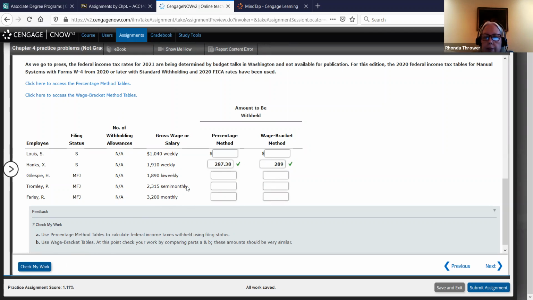So the rest of these are done in a similar manner. Just be careful because this one is bi-weekly. So you need to make sure you're on the bi-weekly tables. This one is semi-monthly, so make sure you're on the semi-monthly table. And this one is monthly, so make sure you're on the monthly table. And that's all there is to this problem.